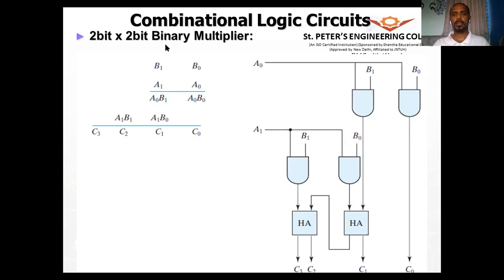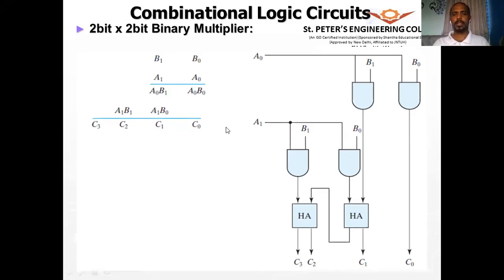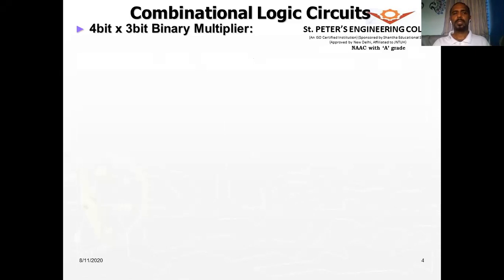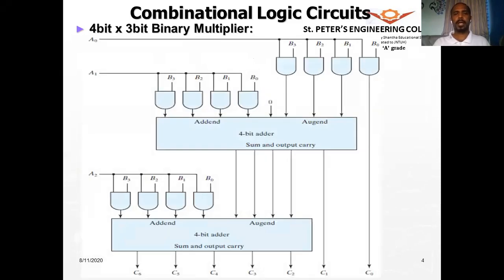Okay, now let us go to the next topic. Suppose, as I said, I'm multiplying a 4-bit by a 3-bit binary number. Here I am multiplying 4 bits, that is B0, B1, B2, B3, where B3 is the most significant bit and B0 is the least significant bit. That is multiplied with A0, A1, A2, so it's a 3-bit number.